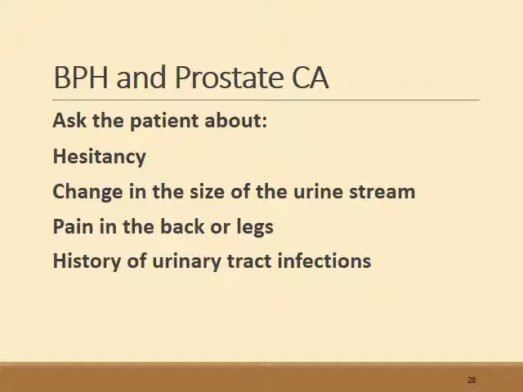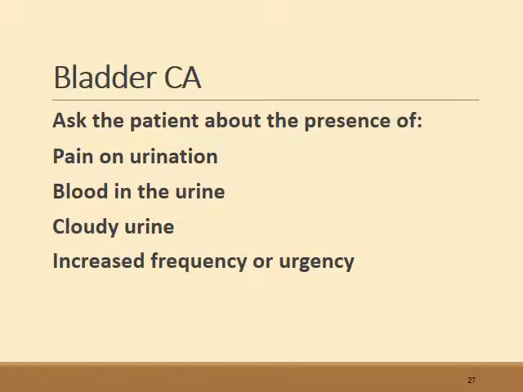And then history of urinary tract infections. It's really unusual for men to get urinary tract infections because the length of their urethra is so much longer, and so it's farther for bacteria to get up into the urinary tract and the bladder. But if they have a urinary tract infection issue, that would be one thing to make sure we're not dealing with stasis of urine because of the prostatic hypertrophy. Bladder cancer, we would ask the patient again about pain on urination, blood in the urine, is it cloudy urine, is there increased frequency or urgency?